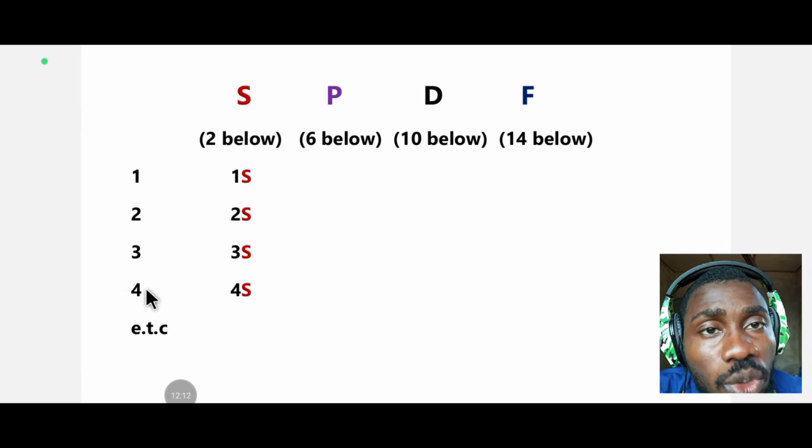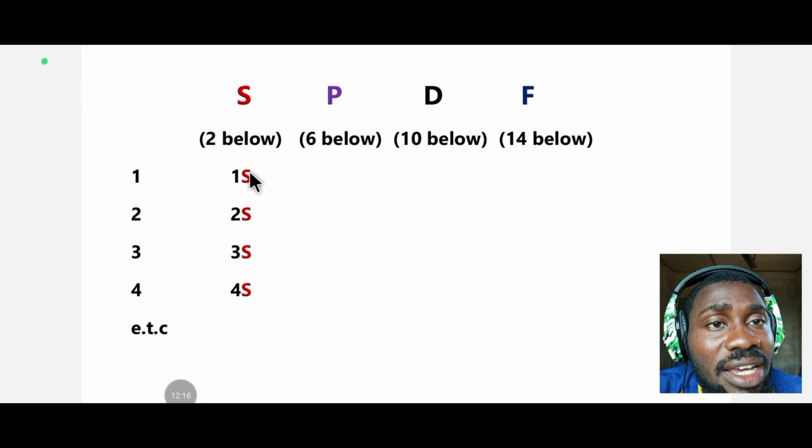You are going to follow this number sequence as you are doing it. As you can see here, we numbered it. This to this, this to this, this to this. So 1S here, 2S following the number sequence, 3S, 4S. Can you see? Following the number sequence.